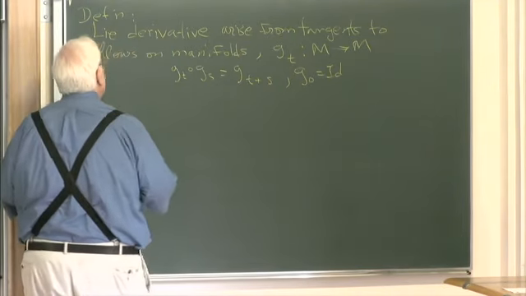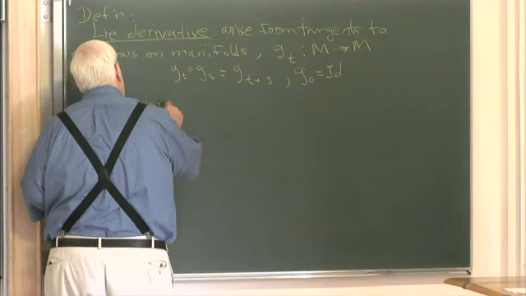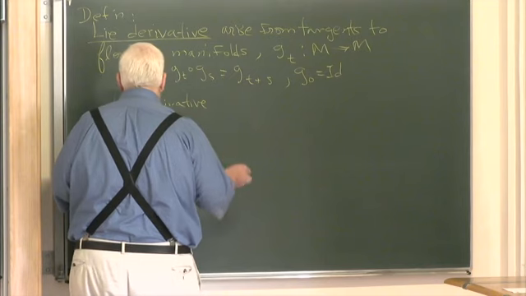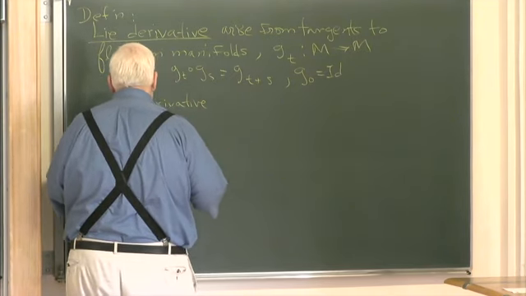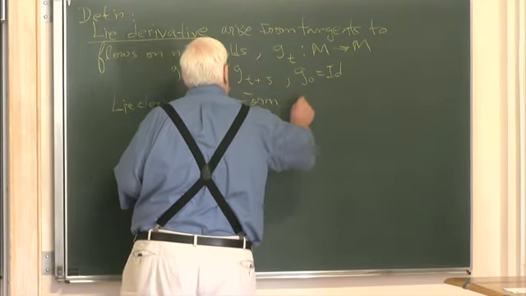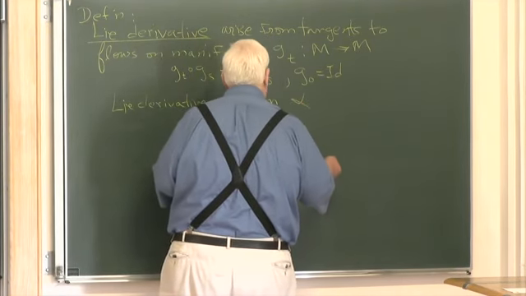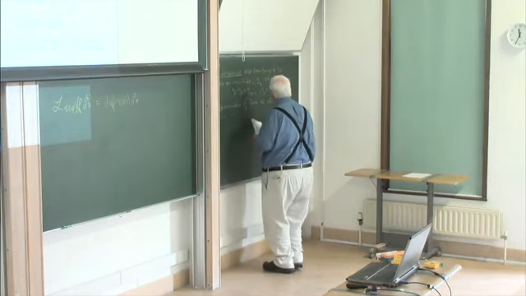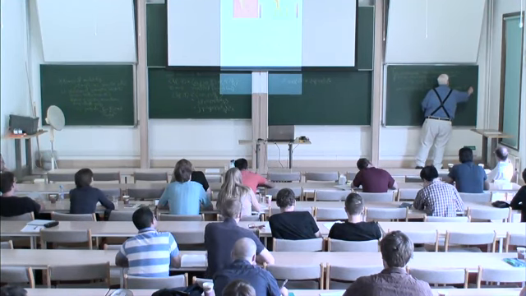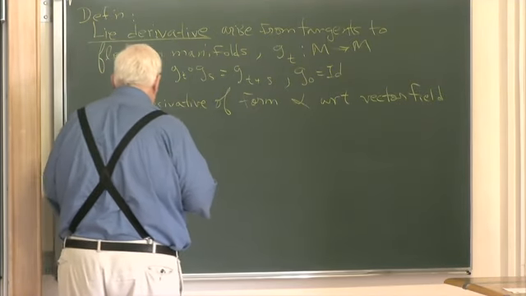Okay, then the Lie derivative of some form alpha with respect to a vector field V defined on M, alpha and V on M.